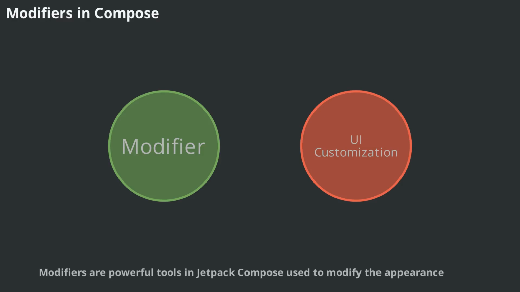Modifiers are powerful tools in Jetpack Compose, used to modify the appearance, behavior, and layout of composable functions. They add properties like padding, size, background, click actions, and layout adjustments without altering the composable itself. Modifiers are stateless, chainable, and highly reusable, allowing you to define them once and apply them to multiple composables. This flexibility makes it easy to build complex UI behaviors and maintain consistency across your app.